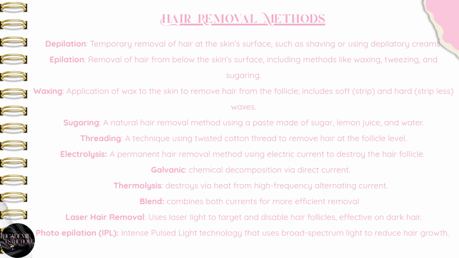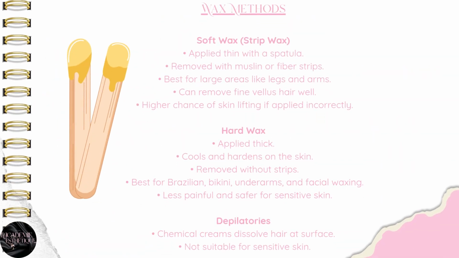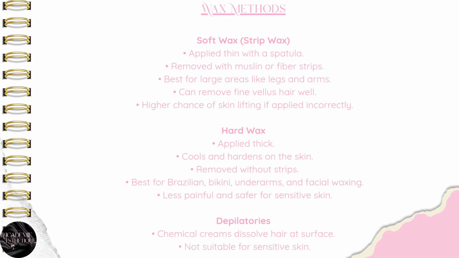IPL, intense pulsed light technology that uses broad spectrum light to reduce hair growth. Waxing methods. Soft wax, also known as strip wax. It is applied thin with a spatula. It is removed with muslin or fiber strips. It is best for large areas like legs and arms. It can remove fine vellus hair well, and it has a higher chance of skin lifting if applied incorrectly.